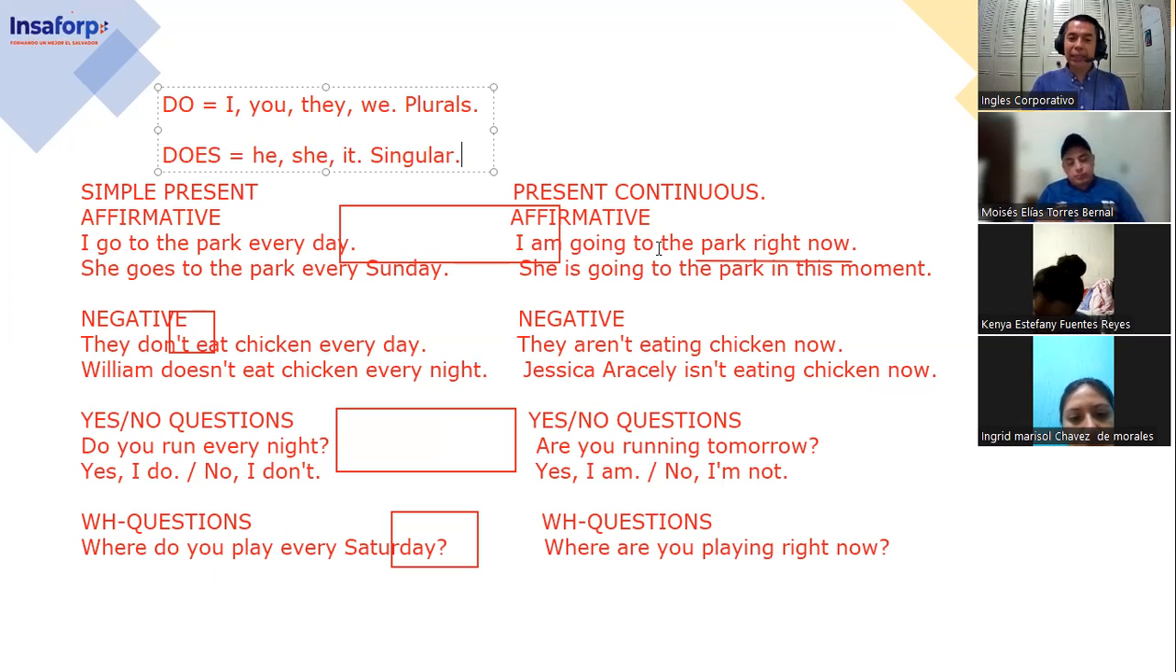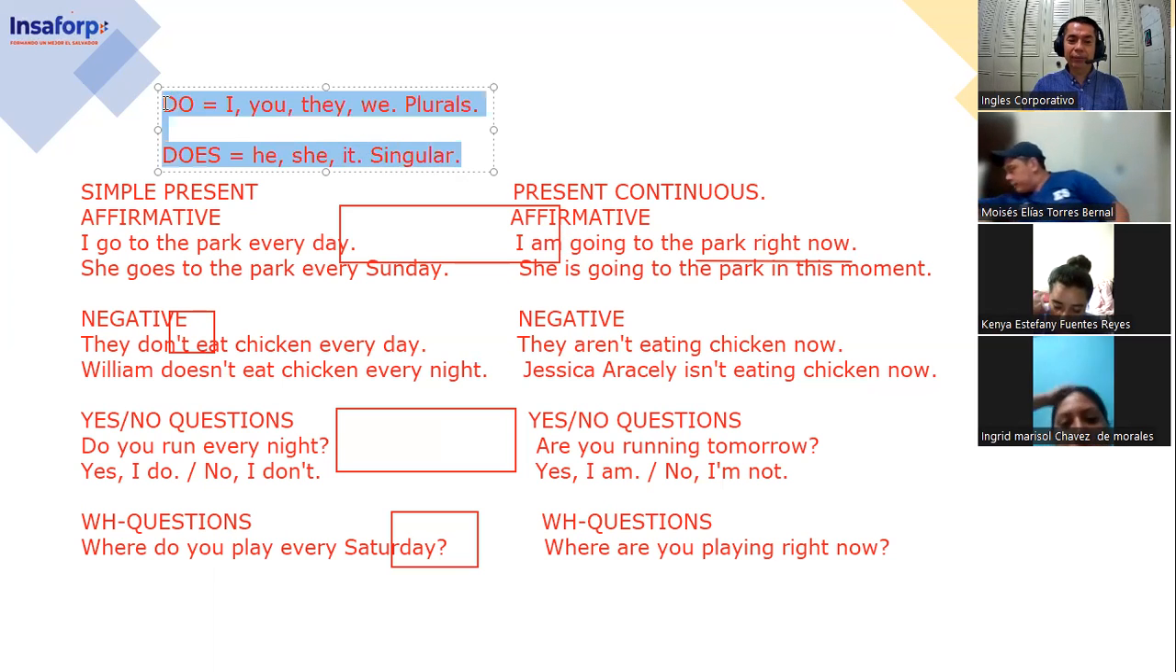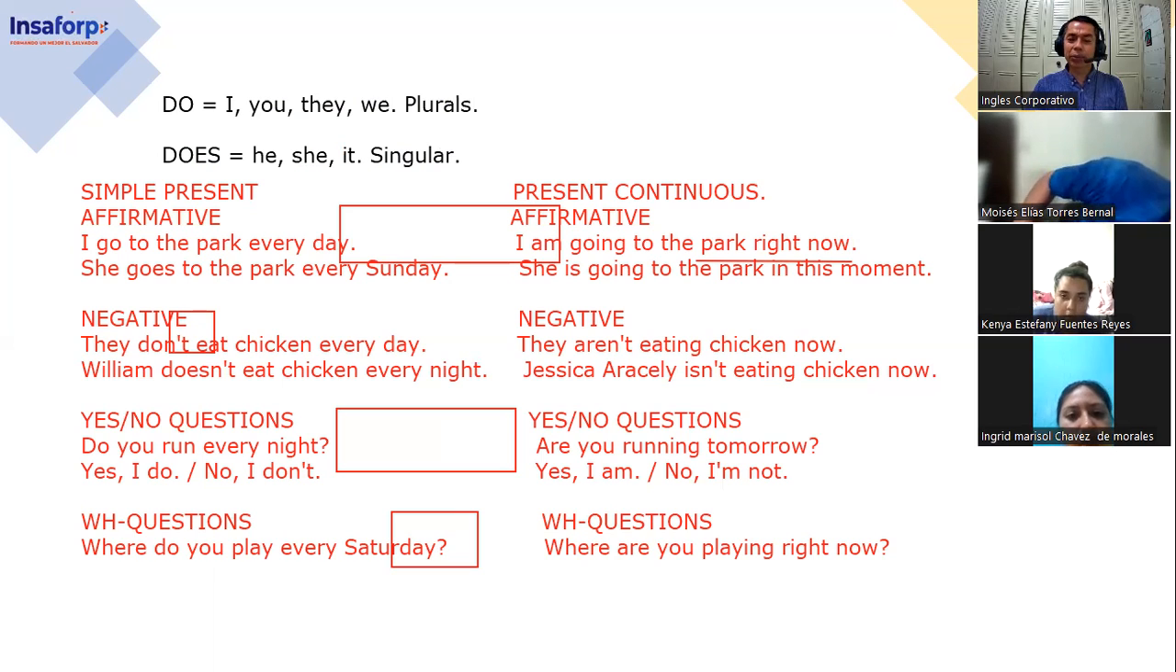No hemos terminado, Ingrid. En el presente continuo, el auxiliar es el verbo to be, ya sea en afirmativo, negativo, preguntas de sí y no, y preguntas de información. En todo se usa el verbo to be, a diferencia del presente simple, que solo lo usamos en afirmativo, no lo usamos. En cambio, en el presente continuo sí se usa el verbo to be en todas las oraciones.